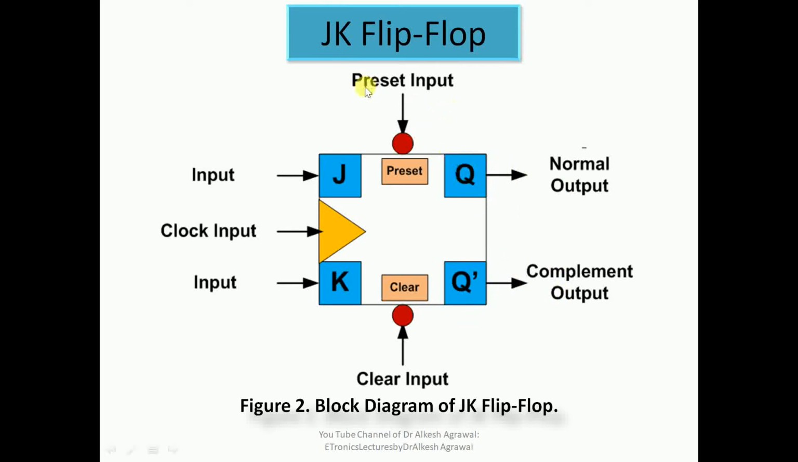Besides this, we have two other inputs, the preset input and the clear input. These two inputs are not dependent on the clock. So when we do not want to have clock inputs, we directly give the preset input or the clear input. The clear input is to make this Q 0 and the preset input is to make this Q 1.